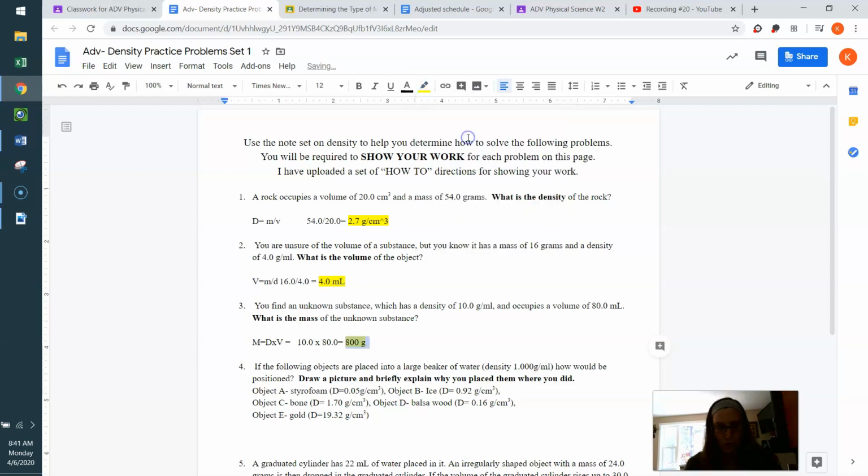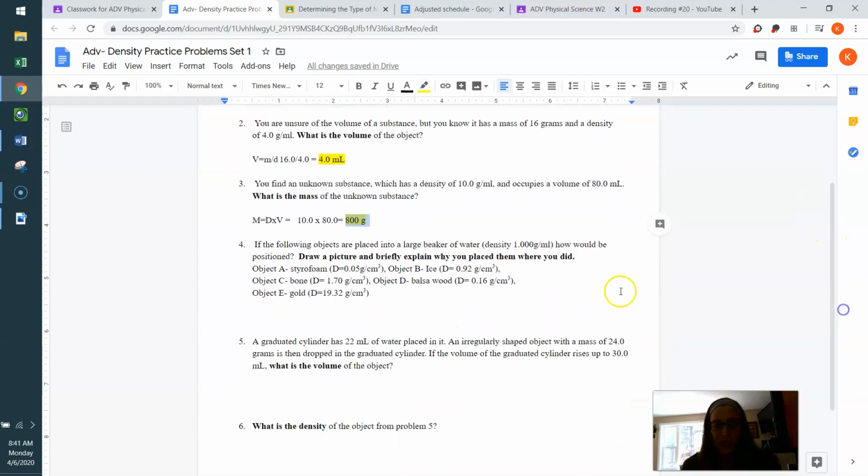Now, in this next particular problem, you had to draw a picture, which, if I were to represent these in some sort of column, right, because they're placed into a large beaker of water, okay, so the water is going to be in there. So we have to take account of what is going to happen in terms of the density of the water. Are these objects, styrofoam, ice, bone, balsa wood, and gold, are these solid objects going to sink or float? And where are they going to sit within this large beaker of water?